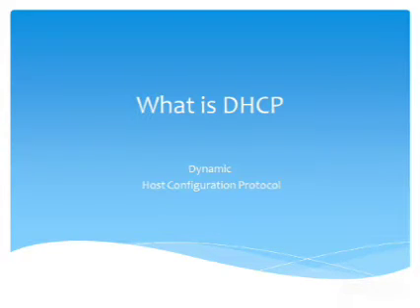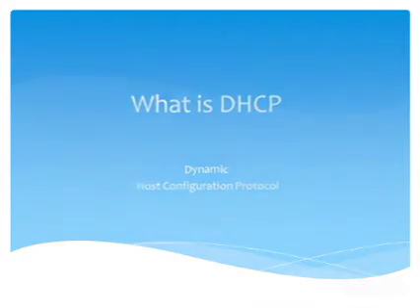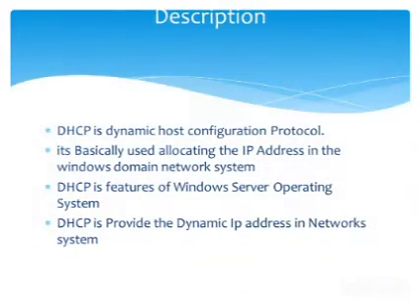The topic is DHCP. The first question is, what is DHCP? It means Dynamic Host Configuration Protocol. Descriptions, right? So DHCP is Dynamic Host Configuration Protocol, and it's basically used for allocating IP addresses in the Windows domain network system, right? I think it's provided to allocate IP addresses in the Windows environment system.